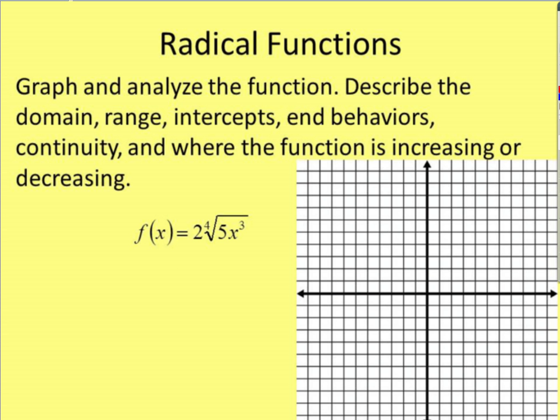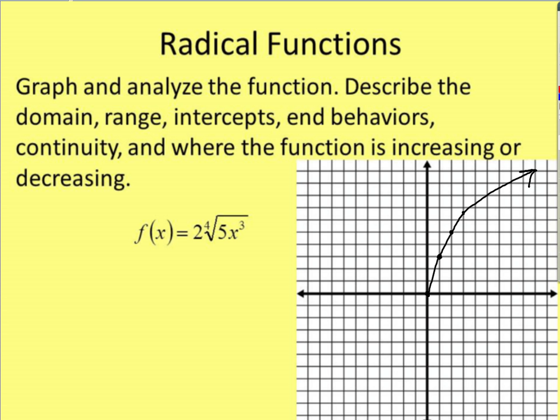So we need to graph and analyze the function. We're going to describe its domain, range, intercepts, end behaviors, continuity, and where it's increasing and decreasing. So if we graph this, our graph looks like this. So our domain, if you look from left to right, it does start where x is equal to 0 and continues to the right to infinity. So our domain is 0 to infinity, including 0.